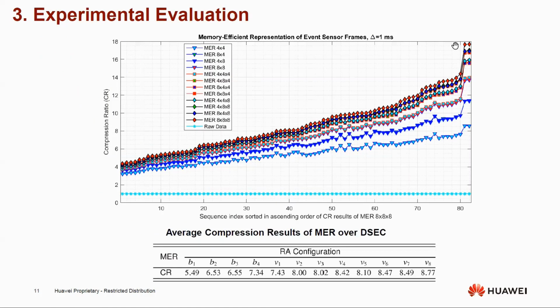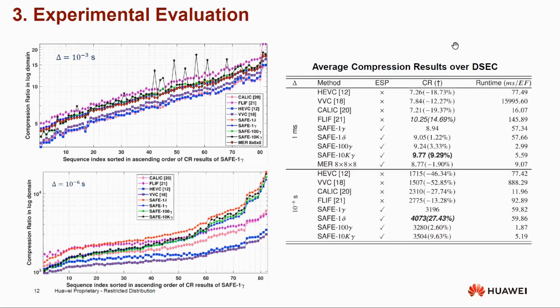Here are the results for MER. So for 1 millisecond accumulation period, it's clear to notice that the smaller the block is, the less efficient the coding is. So the higher the block size is, the more efficient the coding will be. So here you see that the best results are achieved by the 8x8 solution. Here are the results over the whole sequence for the state of the art. You can see that block-based compression is not efficient for this case. The single algorithm that provides a bit better solution is FLIF over 1 millisecond accumulation time.